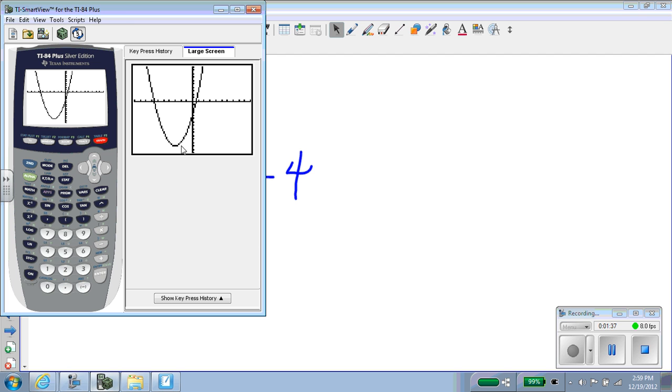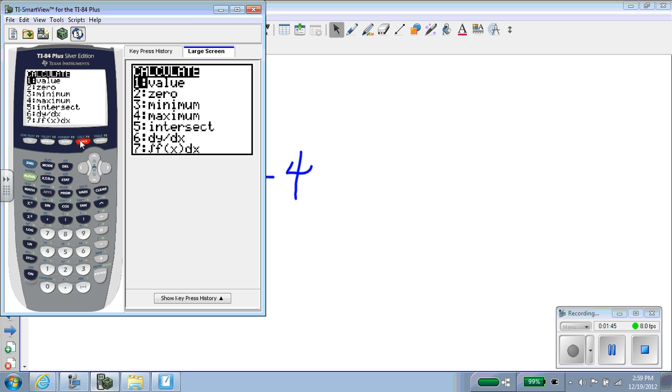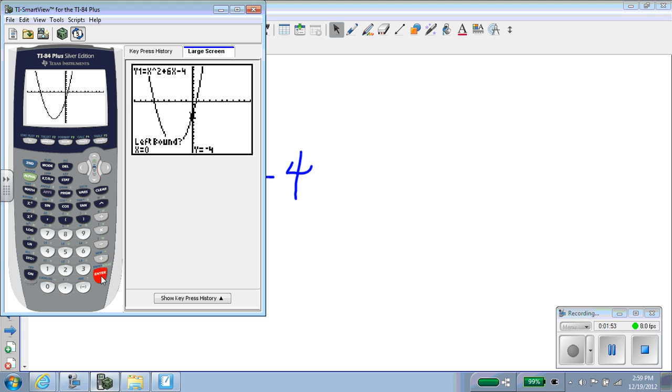And I can actually get myself some help using my calculate menu. So the second function of trace, not trace itself, but the second function of trace, is calculate. And that point that I was looking at is a minimum value. When I hit calculate a minimum, watch the directions. My calculator says, give me a left bound. So something to the left of what you want.